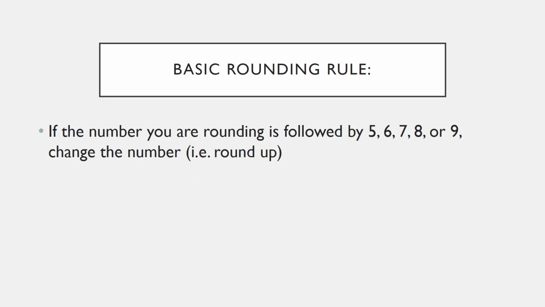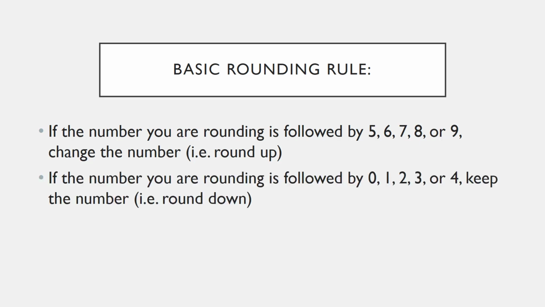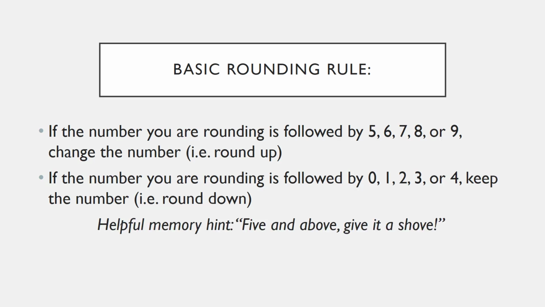The basic rounding rule is as follows. If the number you are rounding is followed by a 5, a 6, a 7, an 8, or a 9, you will change the number, which means you're rounding up. If the number you are rounding is followed by a 0, a 1, a 2, a 3, or a 4, you will keep the number, which is referred to as rounding down. A helpful memory hint is to remember 5 and above, give it a shove.